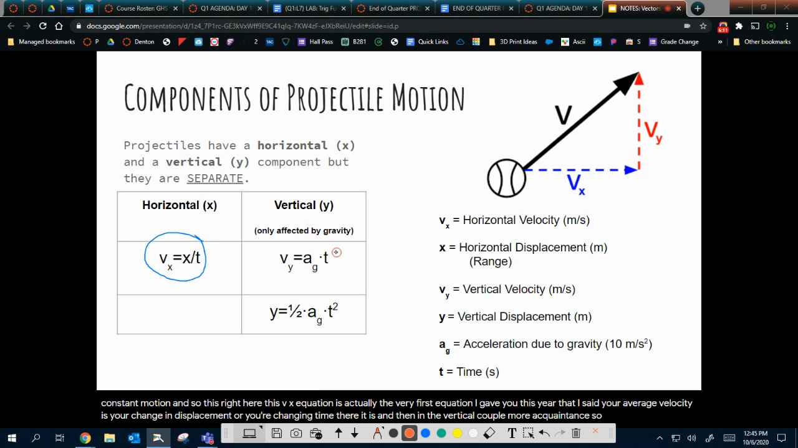So this is a simplification of our V equals V naught plus AT. And then remember that big displacement equation, Y equals Y naught plus V naught T, blah, blah. That's this guy right here.